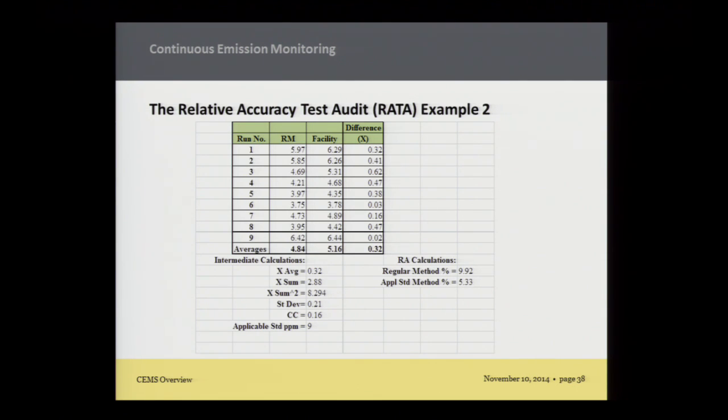So this might have been something like a NOx outlet on an SCR heater or something like that, because you might only have a 5 ppm annual average that you're allowed. So you can see the reference method was 9.92%, the applicable standard was 5.33. You actually still pass both, but you're really tight on your reference method, but you've got room on your standard, by the applicable standard, right?